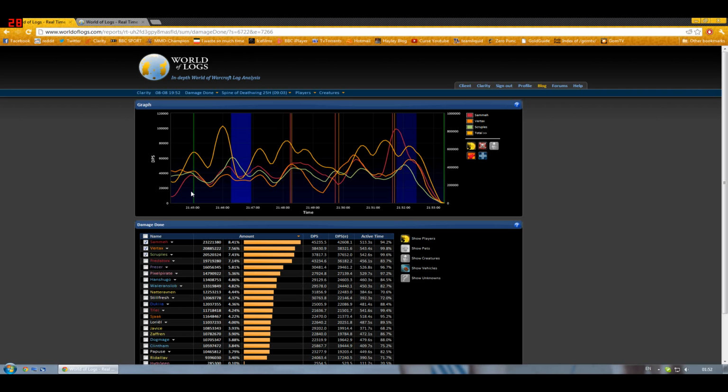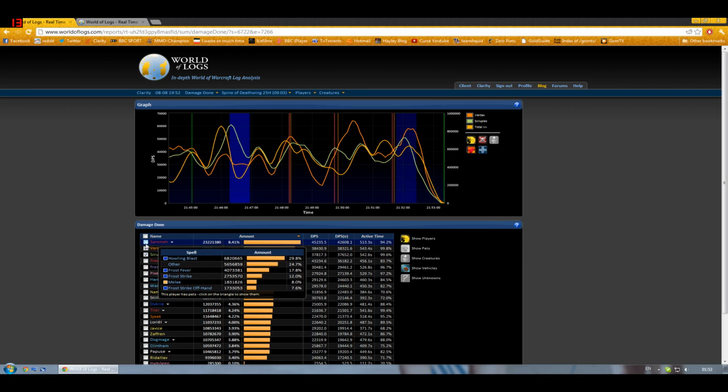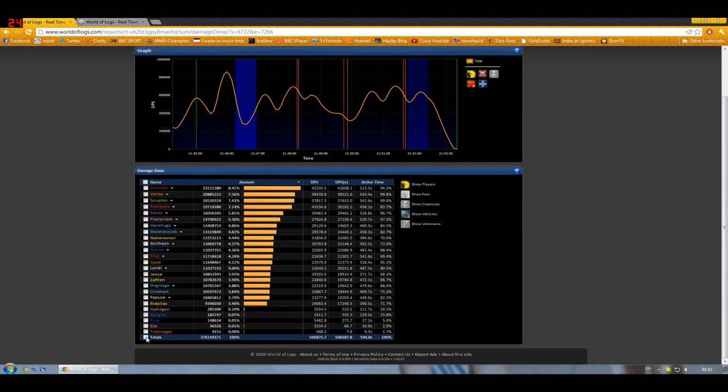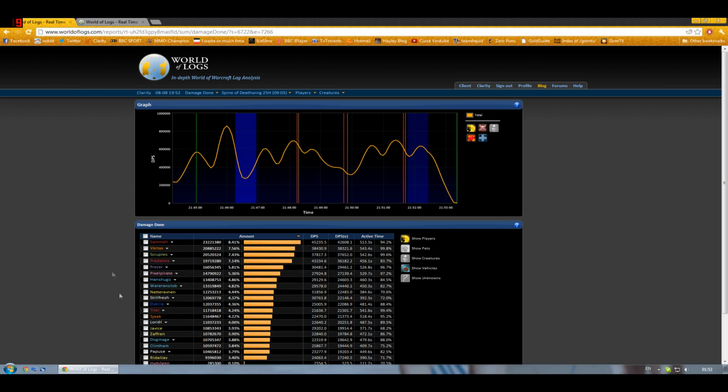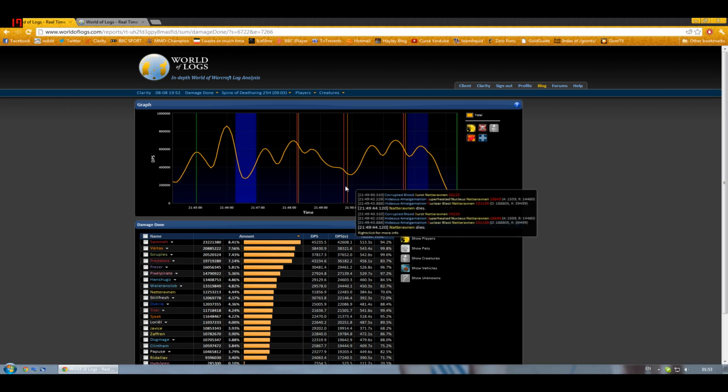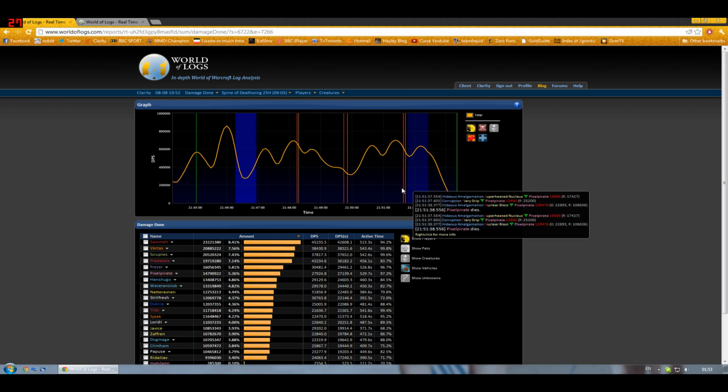If we look at this graph along here, WorldofLogs automatically puts graphs of the top 3 damage and the total, which obviously isn't really that useful for this. If we look along here, this shows us events throughout the fight. The blue highlighted area is where we have a Bloodlust, or 2 Bloodlusts as the case may be. Then we see deaths and resurrects along here.